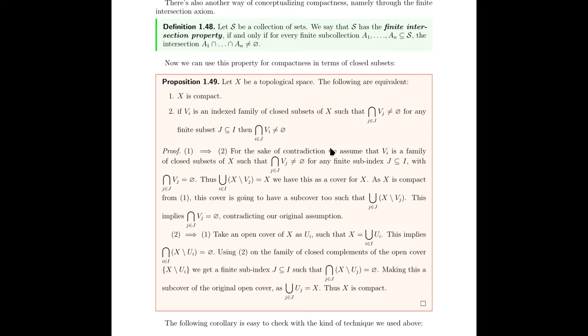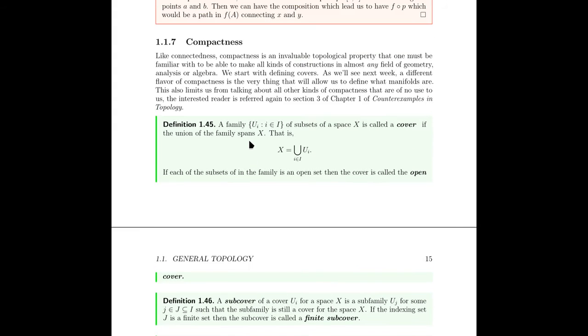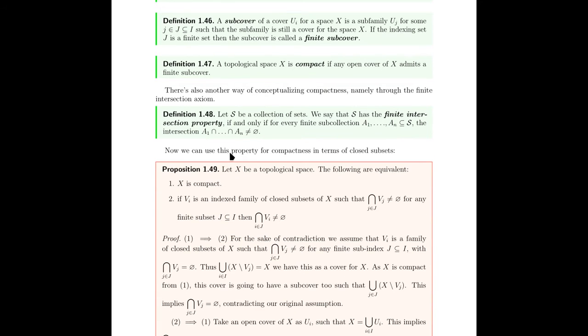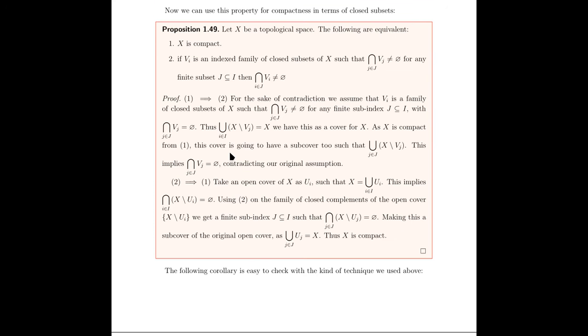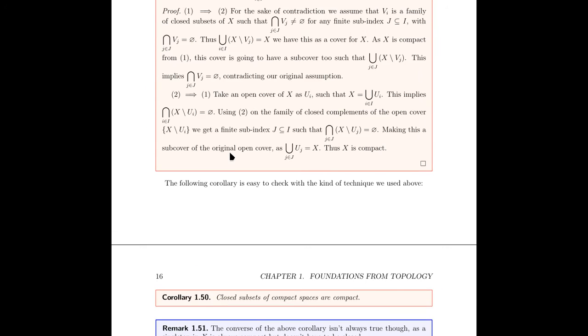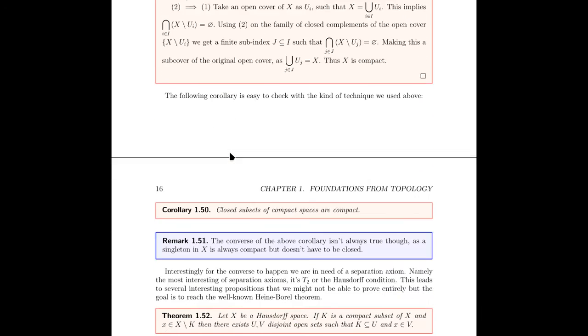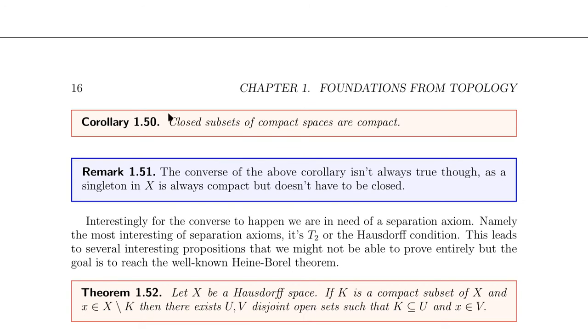But yeah, I like this kind of formulation. Back when I did it, I forgot it, but doing it again was nice. And from this, you can get a very nice corollary, which is that closed subsets of compact spaces are compact.